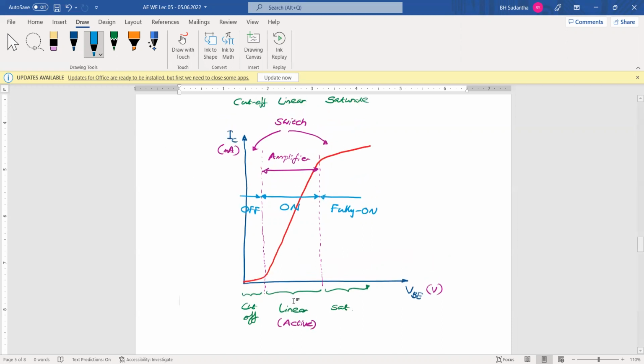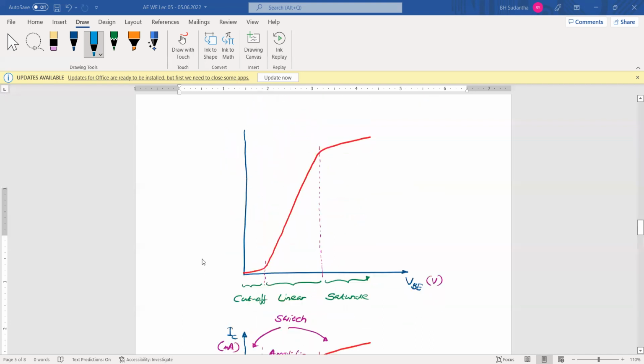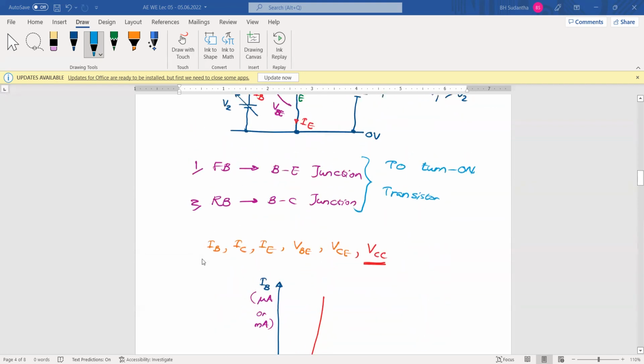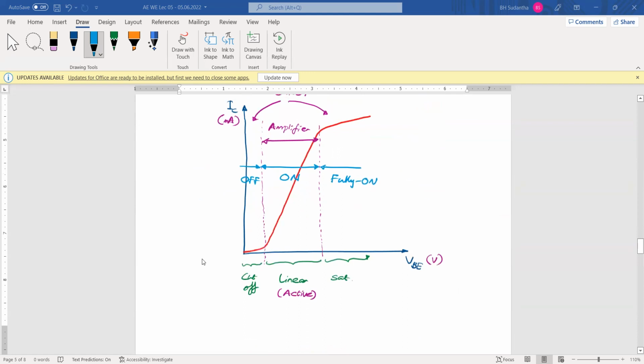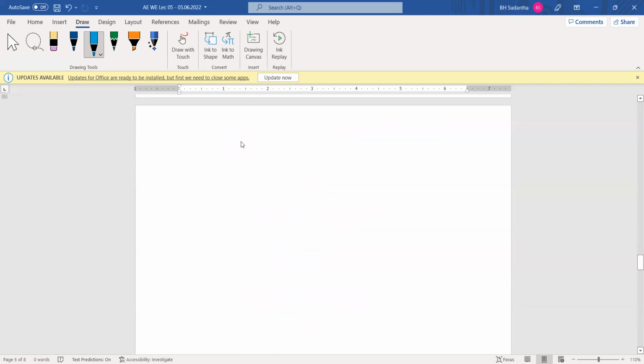Any question? Okay, another set of characteristic curves is to be drawn, and I'll draw that one because it is essential to know that one.